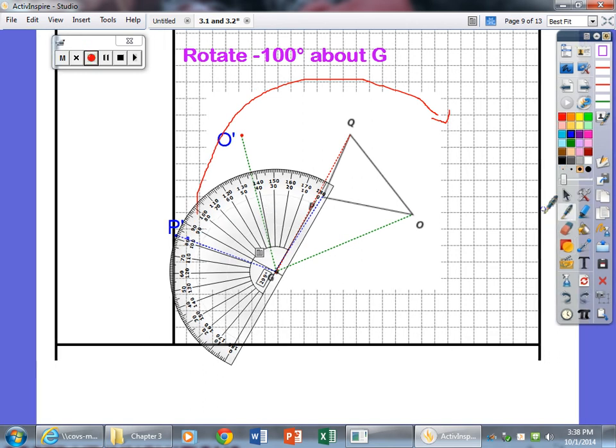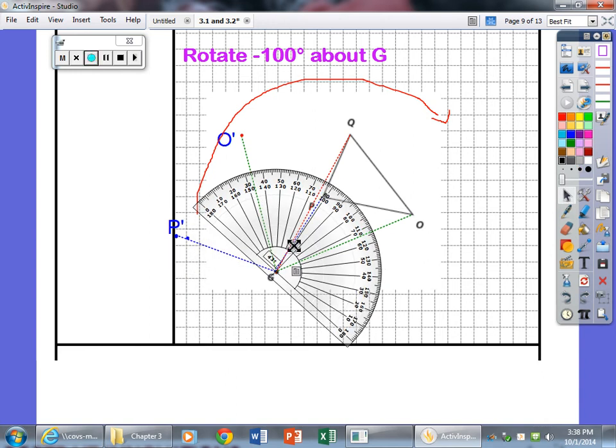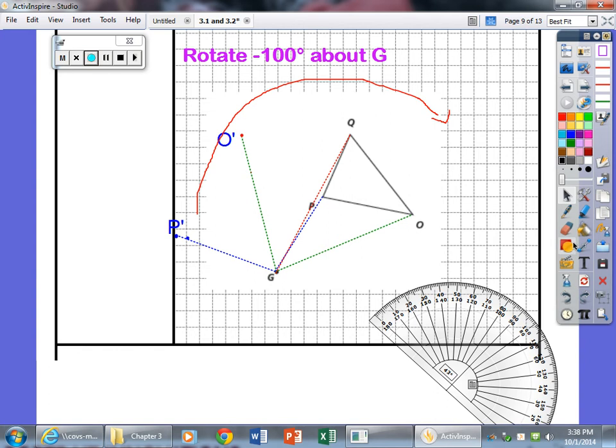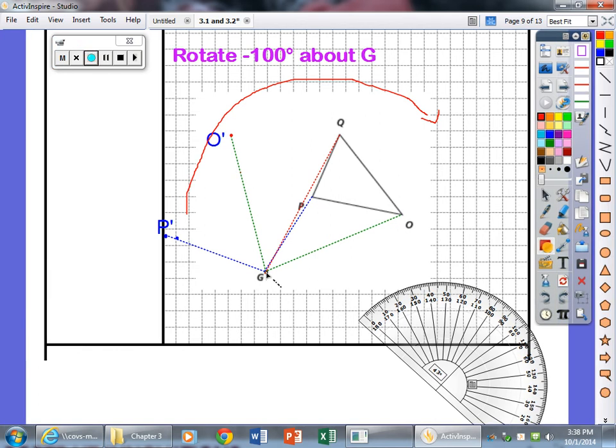Okay, so then I want to come out here and I again want to measure where my 100-degree angle is, which is going to be right about there. I'm going to move this out of the way again. This time I'm going to draw in a red line out through there. There goes my red line.